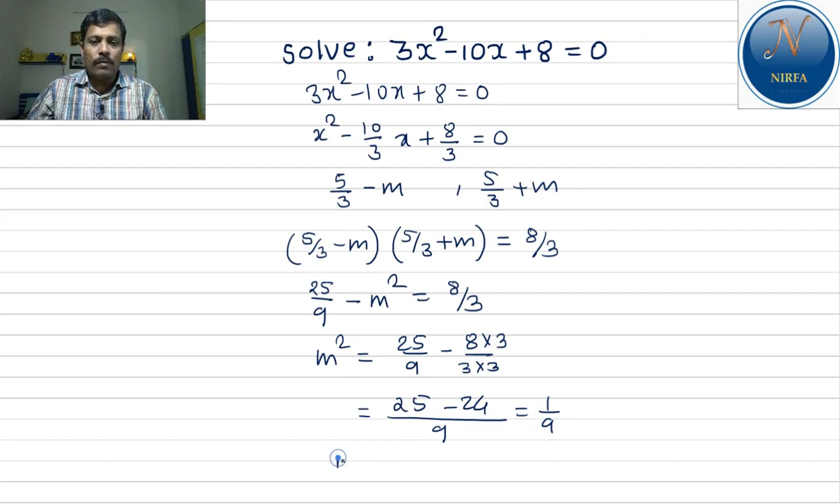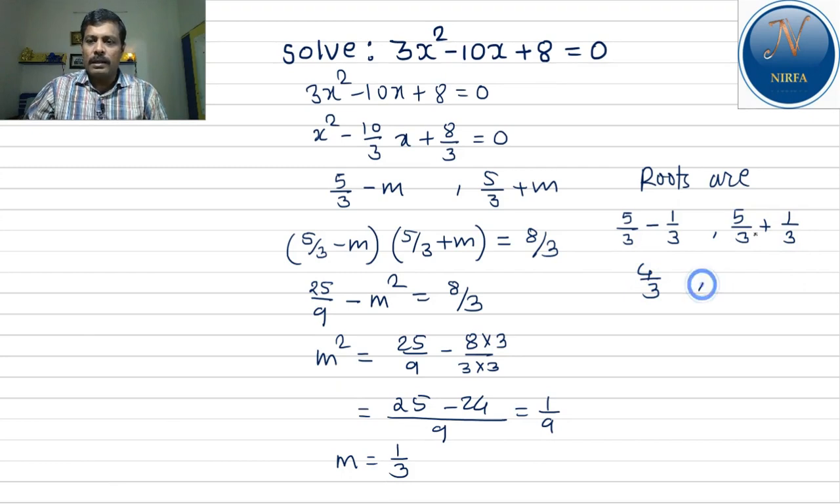Therefore the value of m is 1 by 3 by taking the square root, and therefore your roots, we have already written: one is 5 by 3 minus m, where the value of m is 1 by 3, and 5 by 3 plus m, where the value of m is 1 by 3. So it is 4 by 3, and it is 5 plus 1, 6 upon 3, that is 2.